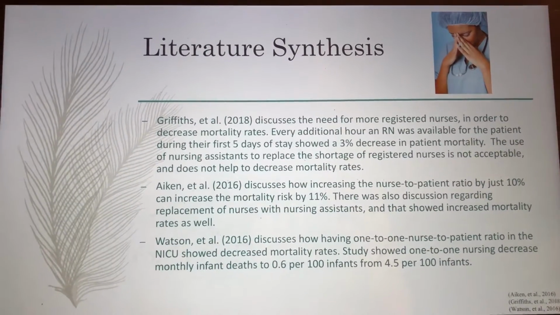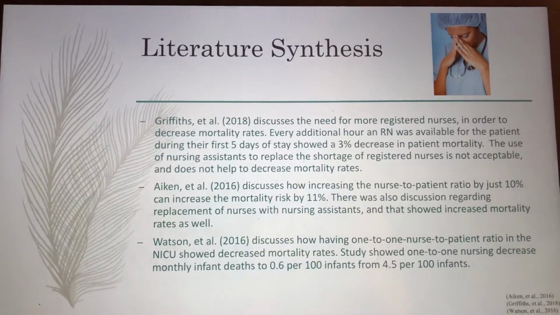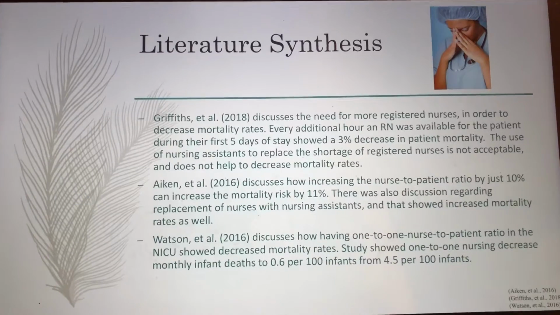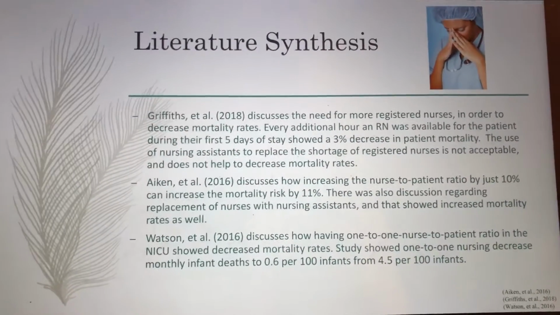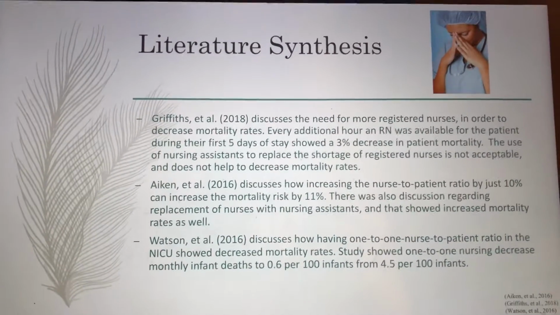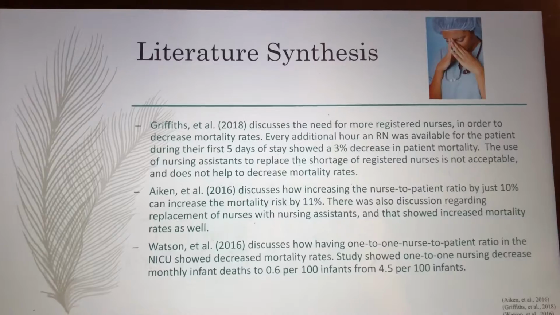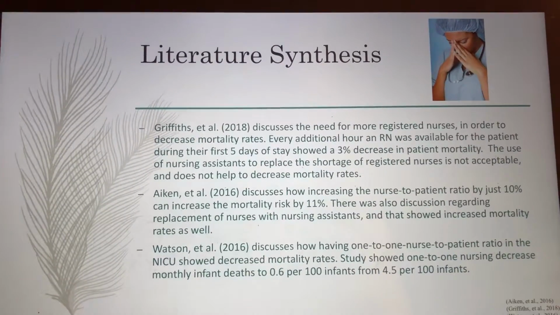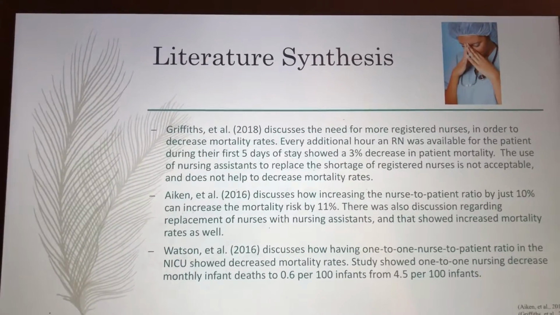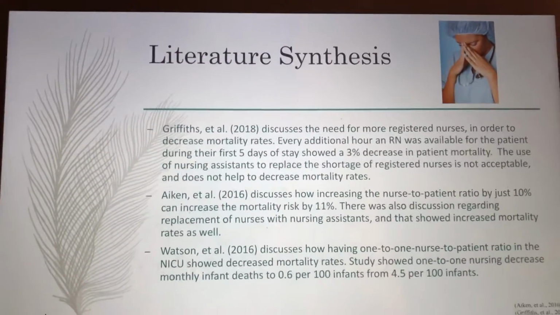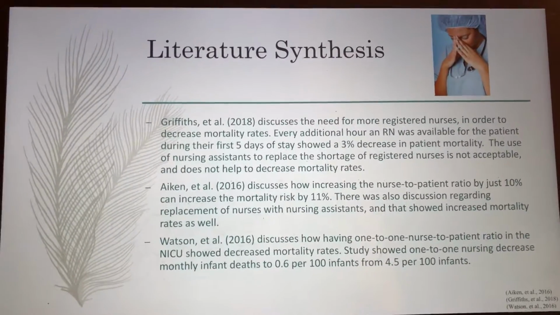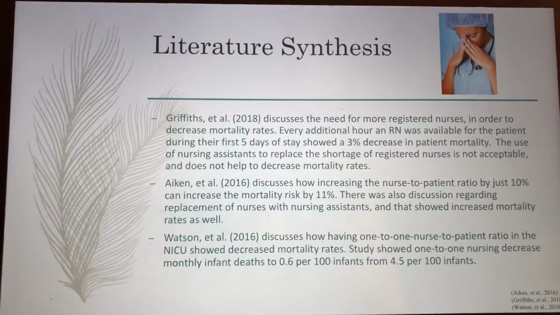And then the next study I looked at was with Aiken, and that discussed how increasing the nurse-to-patient ratio by just 10% can increase the mortality risk by 11%. This was also done in inpatient, just like Griffiths. And when I compared the two of them, there was also discussion in this one regarding the replacement of nurses with nursing assistants, and that actually showed an increased mortality rate as well. So it's really not appropriate to replace nurses with nursing assistants. They don't have the same qualification or skill that a registered nurse does.